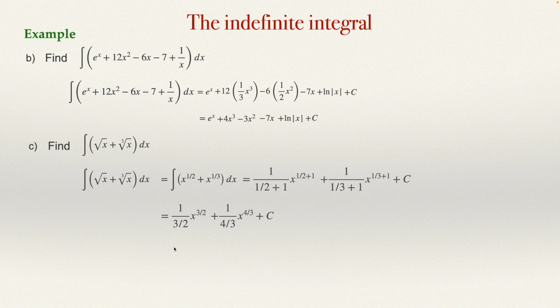So it will be 2 over 3 multiplying x to the power 3/2. Plus 3 over 4, the reciprocal of 4 over 3. Or you can make the division of these two fractions. 1 divided by 4 over 3 is 3 over 4. So it will be 3 over 4 x to the power 4 over 3 plus c. And this is the result of this integral.